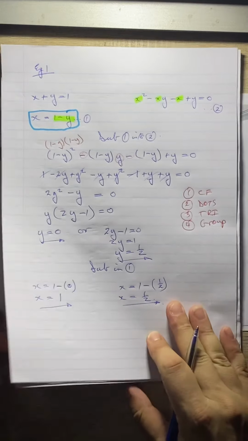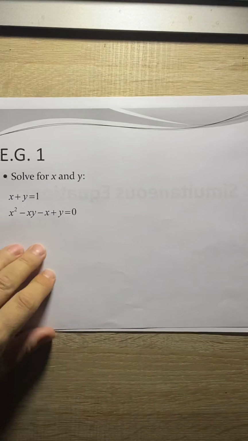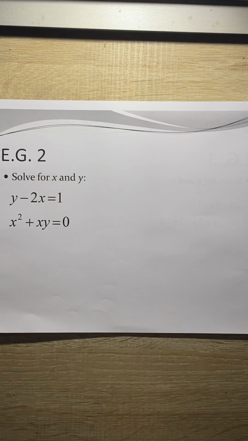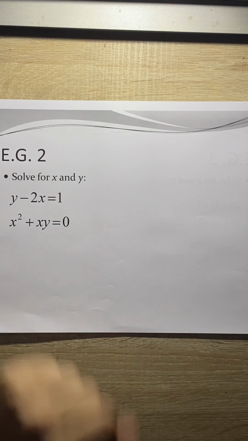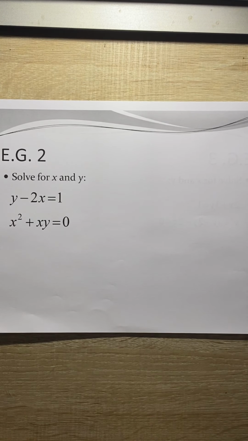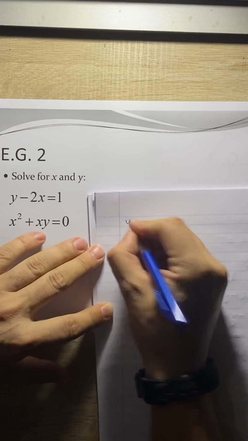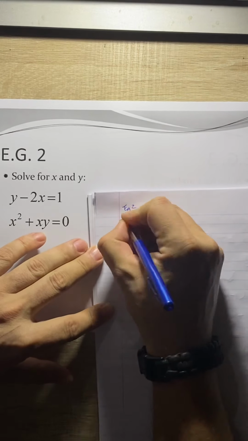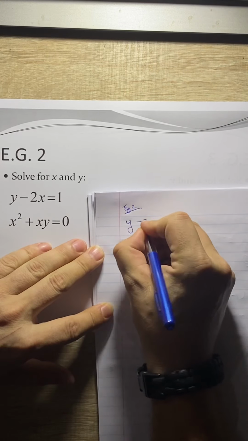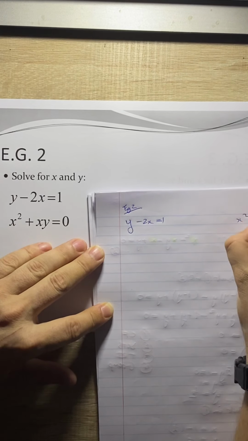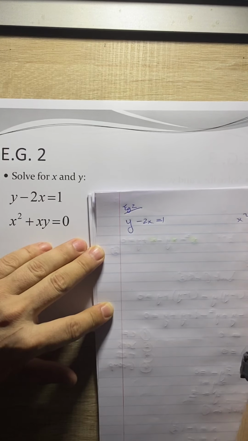Okay, let's have a look at example 2. Again, solve for x and y. I just want to get our equations down. So we've got example 2. We've got y minus 2x equals 1 and x squared plus xy equals 0.